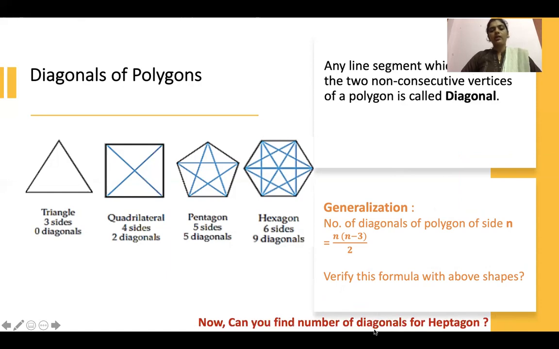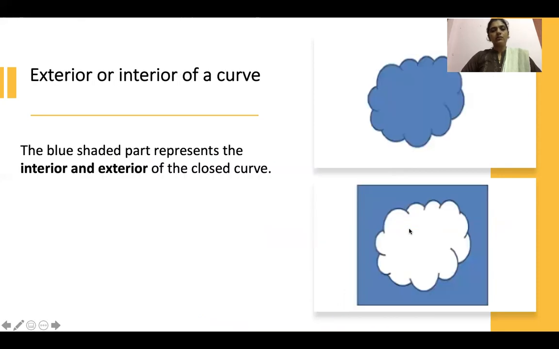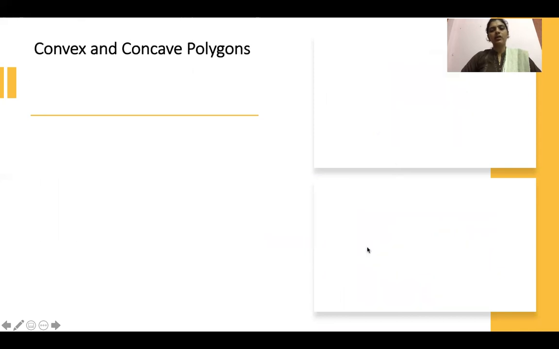Now, can you find the number of diagonals of heptagon? Now it is easy to find. You can easily find it. Now exterior or interior of a curve. This blue part represents interior as well as exterior of a curve. Here this represents interior of curve, and here this blue part represents exterior of a curve.